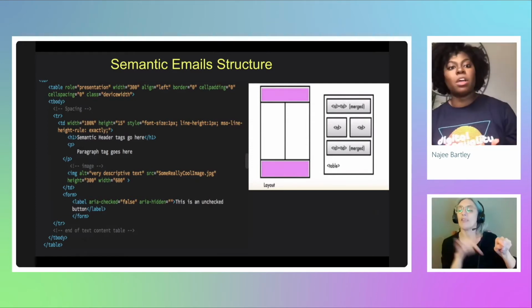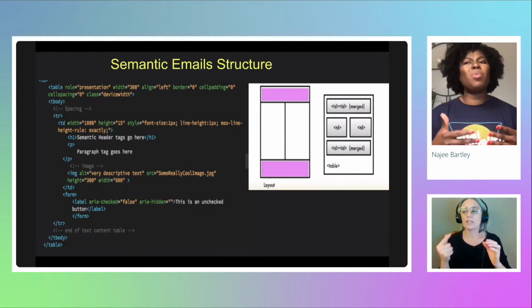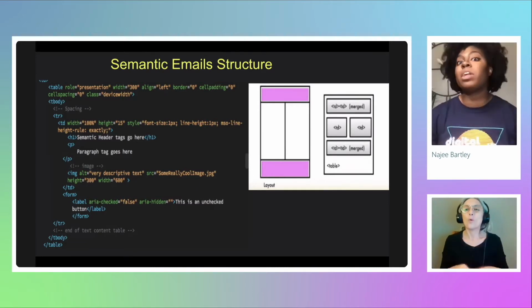And it's going to read the header. Go ahead and read down where the paragraph tag is. And that's what you want. You don't want it to read the whole thing. You just want it to read what's important and what's essential.